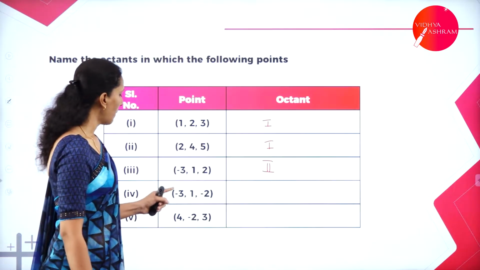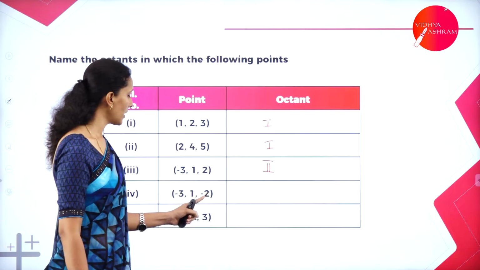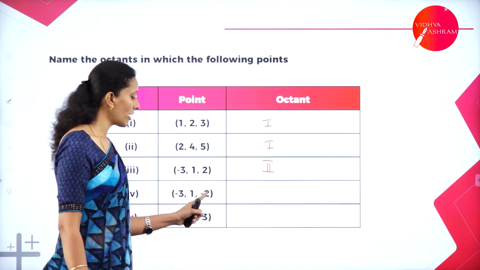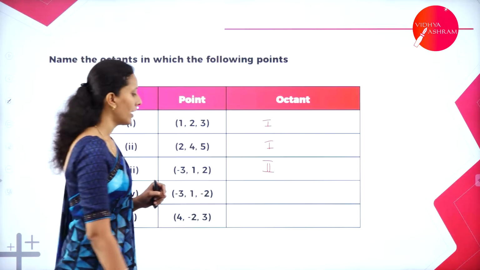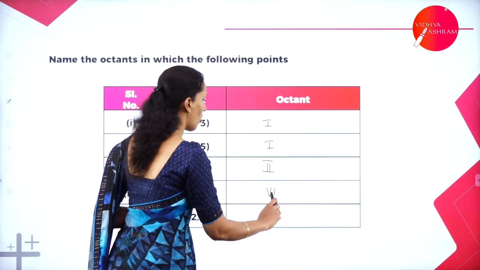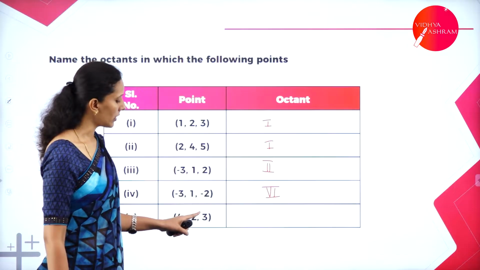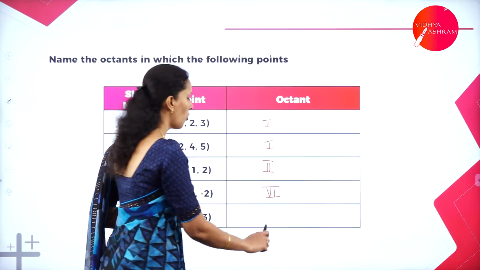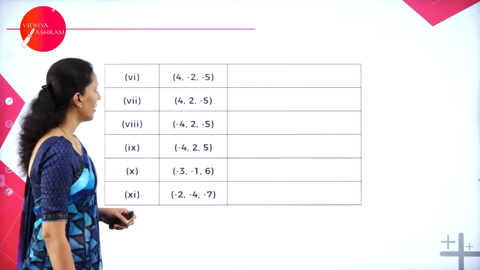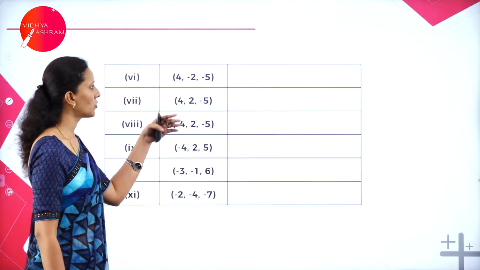Next we have -3, 1, -2. X and z are negative, y is positive. It belongs to the sixth octant. Next we have 4, -2, 3. So it belongs to the fourth octant.